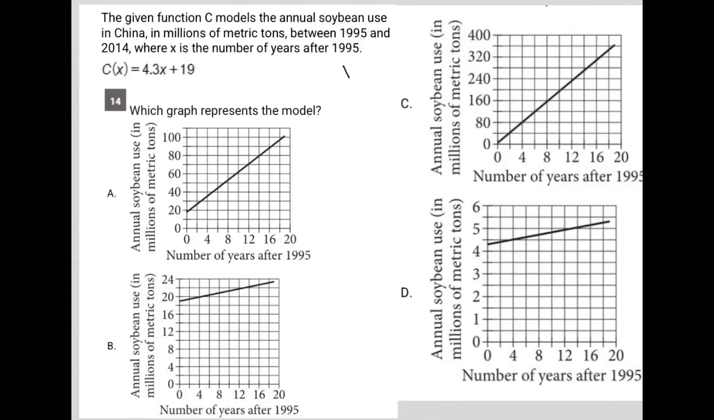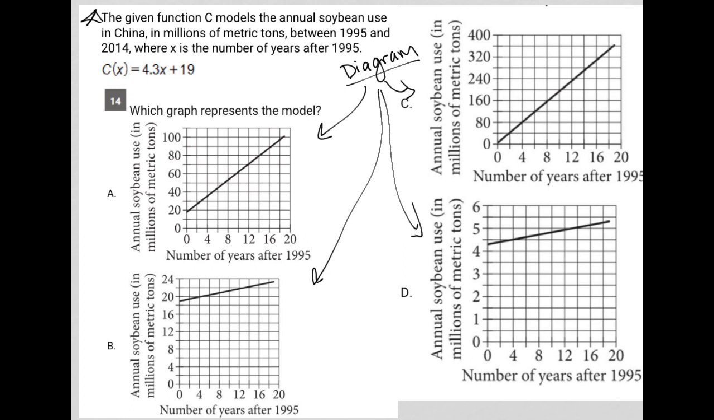So this question is a diagram question. Any question that provides some visual input, even if that visual input is in the answer choices, I'm going to call a diagram question. Let's see what they're asking us to figure out here. The question says the given function C models the annual soybean use in China in millions of metric tons between 1995 and 2014, where x is the number of years after 1995.